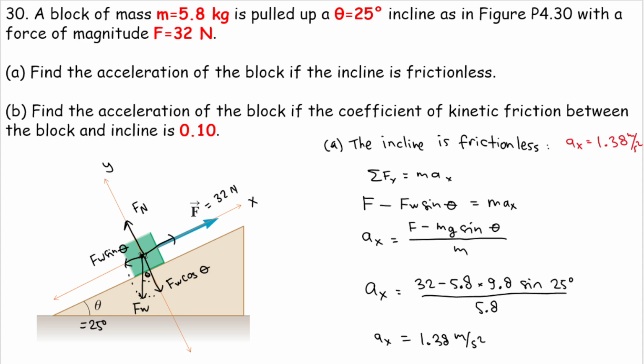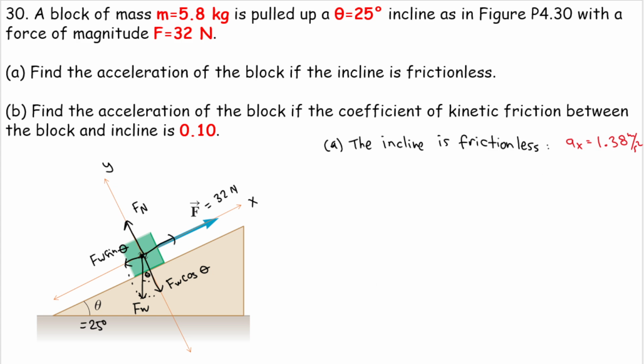Find the acceleration of the block if the coefficient of kinetic friction between the block and the incline is 0.10. Okay, let's clean this up here. We are given that μk is 0.10. Because we have friction here, we have one more force, right? So here we will have the force of friction. Okay, let's name that the force of friction.